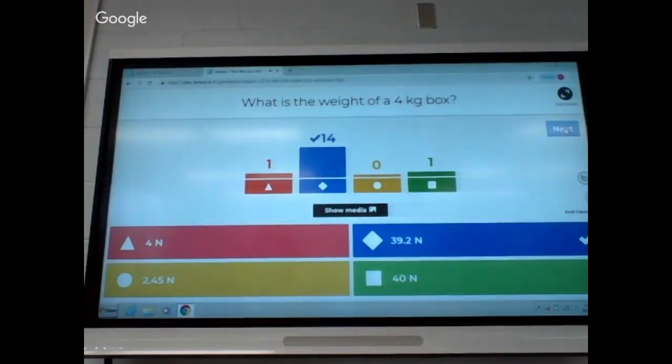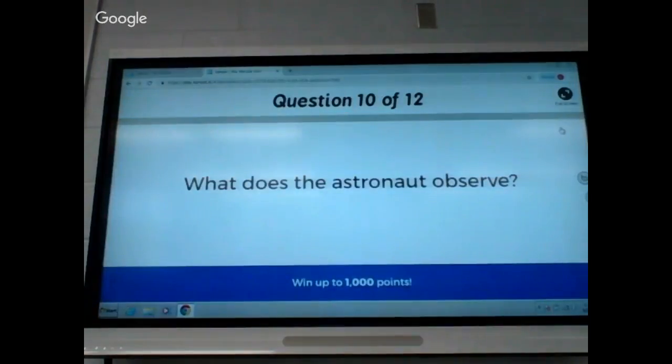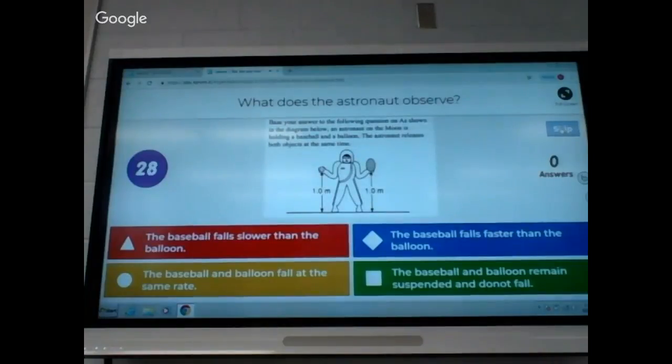All right, what do we do to calculate since we got 14 people the right answer? Yep, 4 times 9.8. Okay? So an astronaut on the moon holds a baseball and a balloon. He releases them at the same time. What does he notice? Does it fall slower, faster, at the same rate, or they remain suspended?